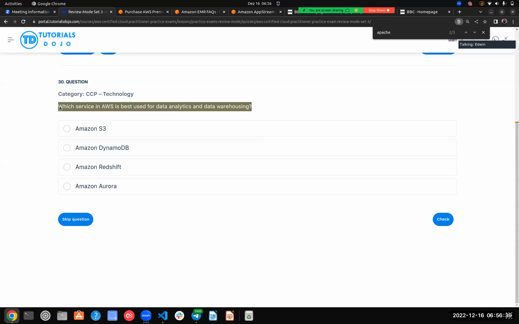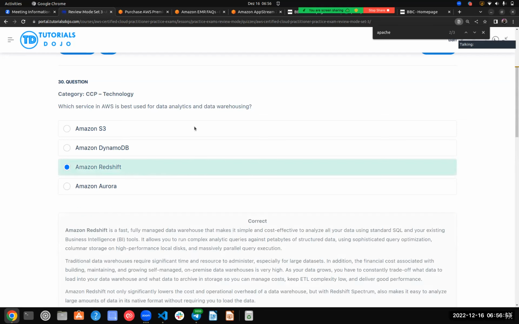DynamoDB. We are saying data analytics and data warehousing. Amazon Redshift. Okay, so now you know you have to go and revise. Okay, so yeah, it's because I mixed it up with the other question where I chose Redshift.